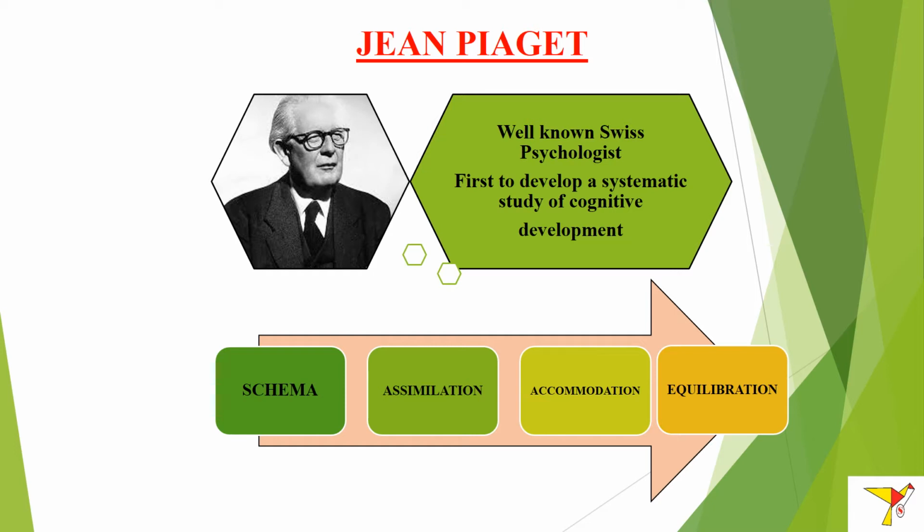Children move through 4 distinct stages of mental development based on 4 most important concepts. These concepts are schema, assimilation, accommodation, and equilibration. In this video, we will be studying each concept in detail.